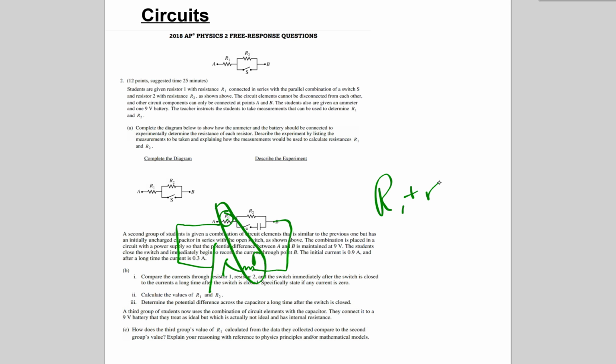Basically, they're measuring the value of R1 plus the internal resistance there. The capacitor, the switch is going to have no effect on R1, and it's going to have no effect on the internal resistance.